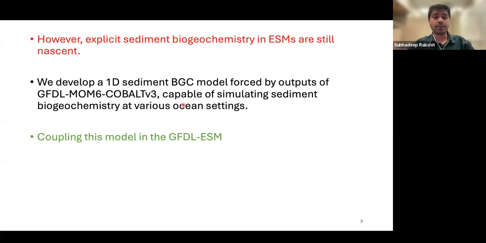So, in this work, we wanted to develop a sediment biogeochemistry module that can be coupled to GFDL's MOM6 and Cobalt model. Cobalt is the biogeochemistry of the water in GFDL, and MOM6 is the ocean physical oceanography, like the ocean current model, essentially the physics of the ocean. Then we will try to see how that performs. First we develop the seabed model in one dimension, and then try to couple that one dimensional model to the ESM system.